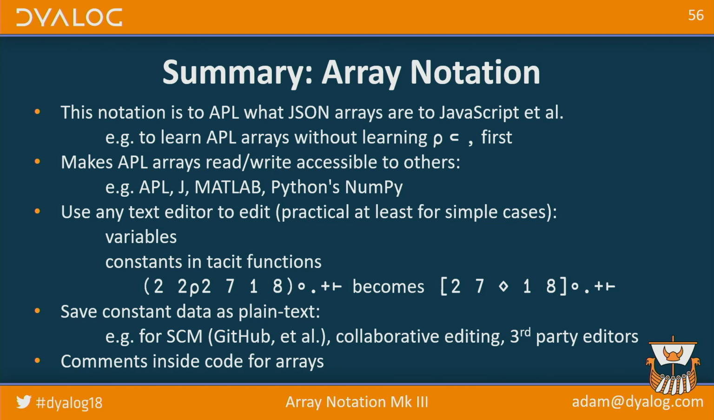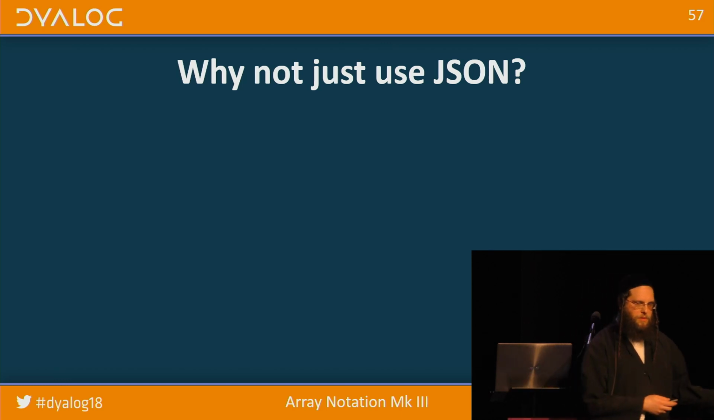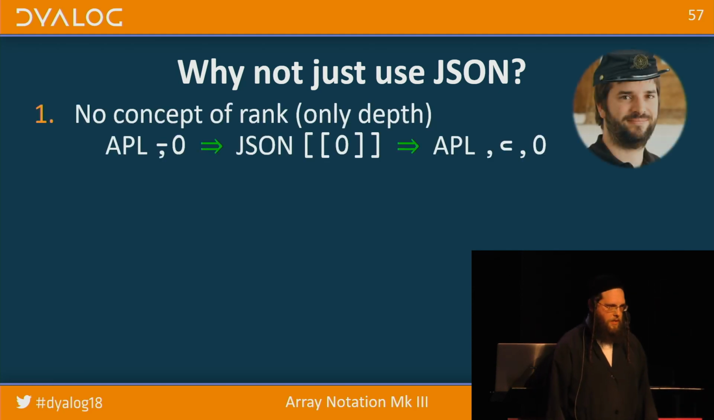And of course, we always go about storing your source files as text, and all the benefits that come of that. So I said, well, JavaScript has JSON. Why don't we just use JSON? The reason we can't just use JSON is because JSON has no concept of rank.